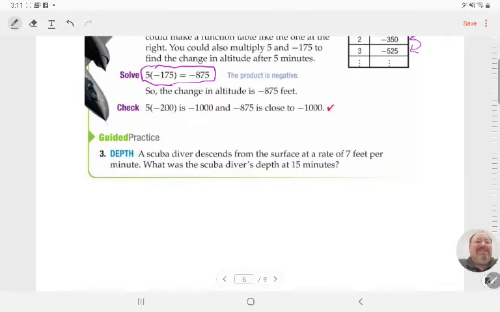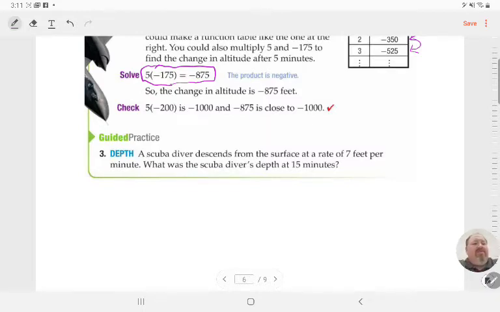A scuba diver descends from a surface at a rate of 7 feet per minute. What was the scuba diver's depth at 15 minutes? All right, try that and come back once you get it done. All right, let's see how you did.